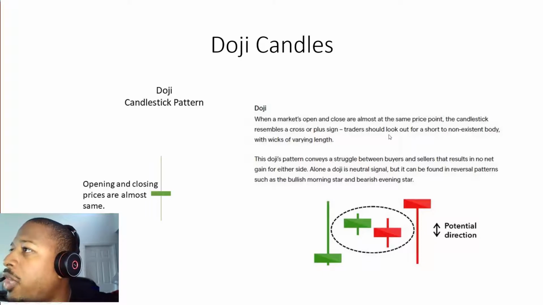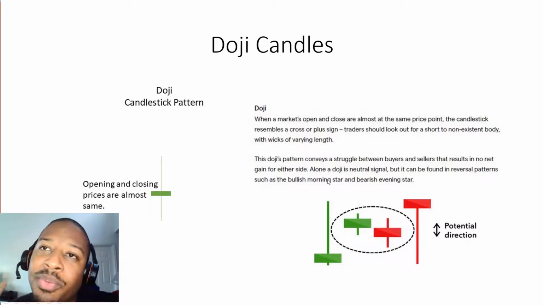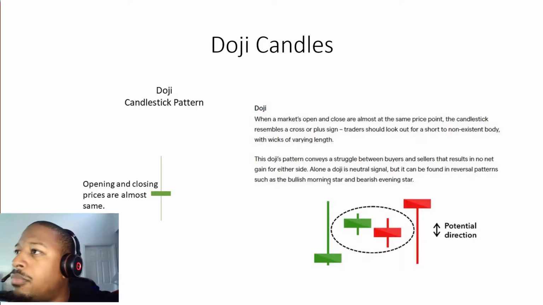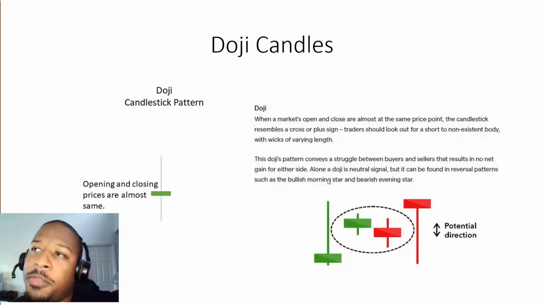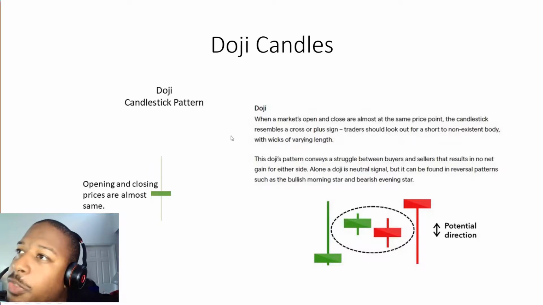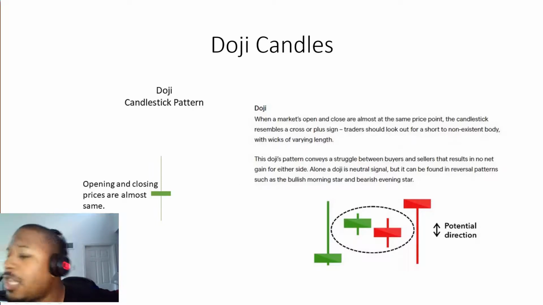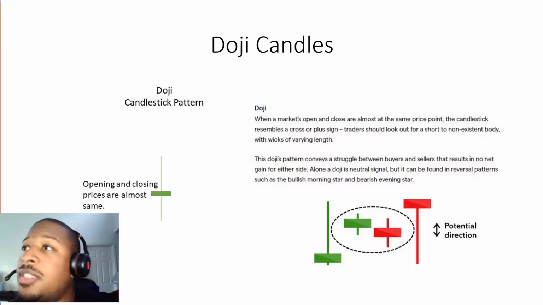And traders look out for a short to non-existent body with wicks of varying length. So that's a good thing to analyze there. Basically, like I said, it just shows a struggle, and although it's neutral, it can typically be found within reversal patterns like the bullish morning star or the bearish evening star, and we'll cover those patterns in a second. But ideally, that's what you want to look for. And like I said, I'm going to show you guys a bunch of examples of these in a second.